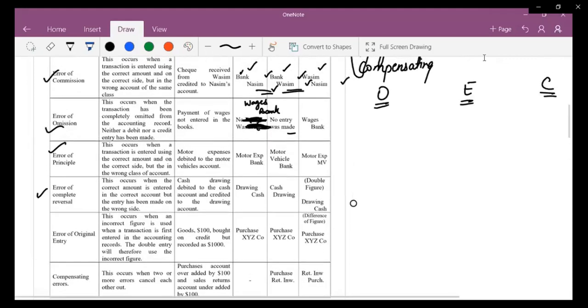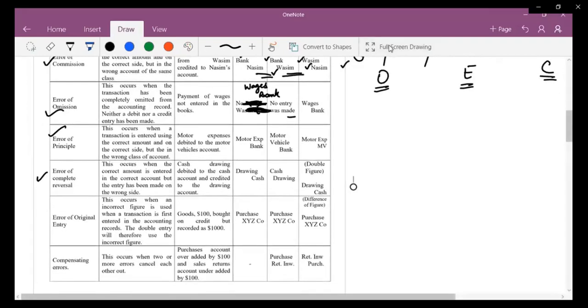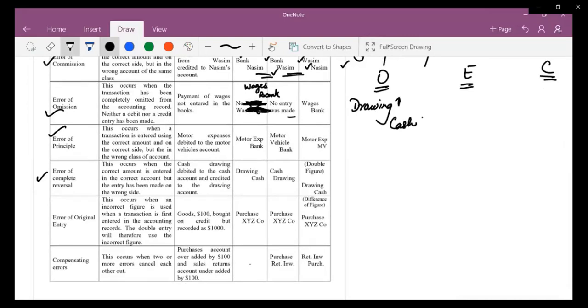Beta, a cash drawing means that the owner withdrew cash for his personal use. So the original entry was supposed to be drawings debit, cash credit, because drawings is an expense. The expense has increased, so drawings has been debited, and the asset has been credited. This was supposed to be the entry. Drawing is an expense, cash is an asset.